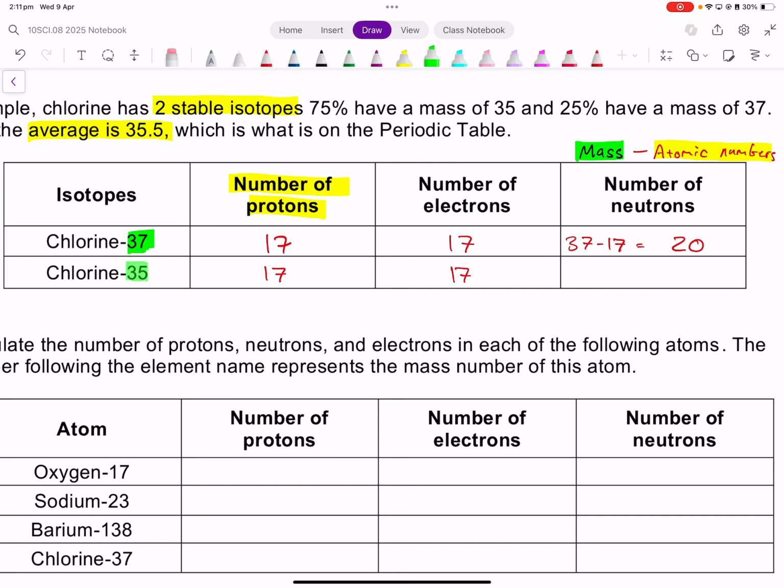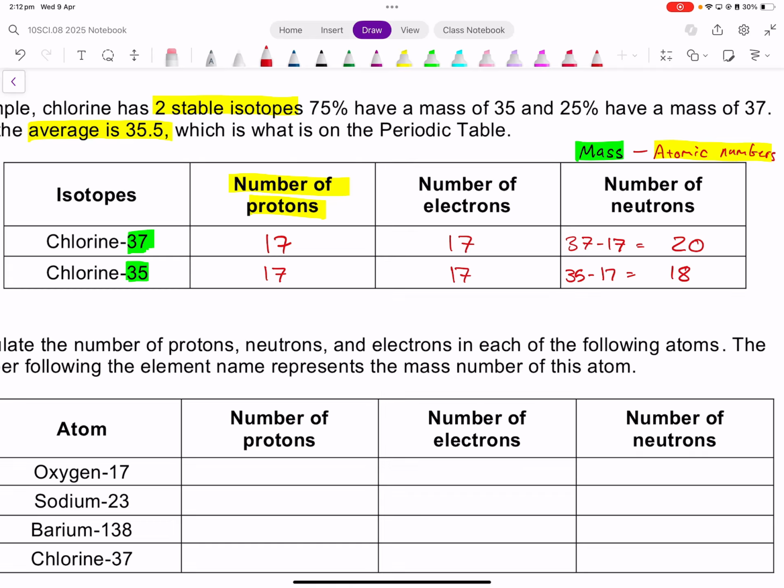This time we're looking at our second example, so it's always the number after the word. So it's 35 this time, okay? And we go 35 minus what? 17. Awesome. And that's going to give us 18. So when we look at these two chlorines, what's the only difference between them? What is the only thing that is different? The number of neutrons. And so these are what we call isotopes.